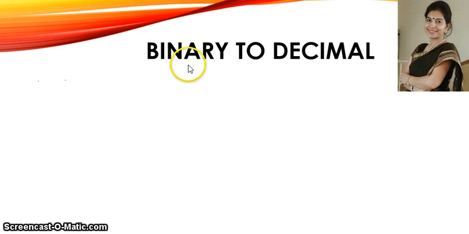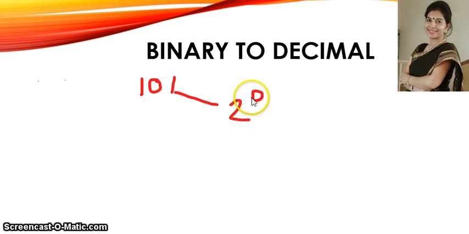Now let us see how we can convert a binary number to decimal number system. So let us take a number like 1 0 1. So the first step is to write the place value of each digit. So the place value of ones place is 2 raised to the power 0. Since it is a binary number, we will write each place value. You can write the place value here also.